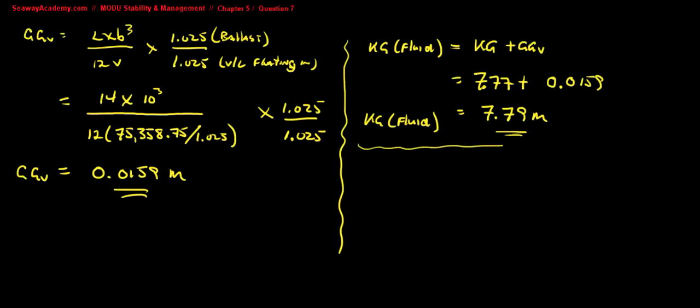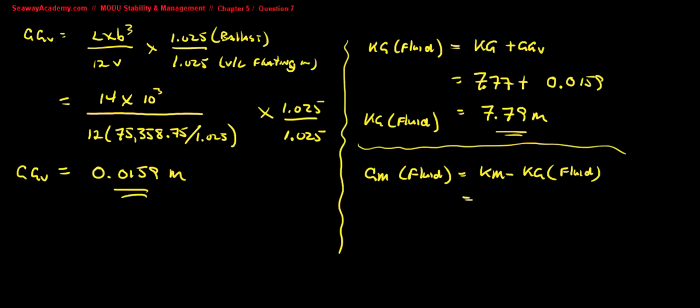So now to calculate your GM fluid, it's going to be your KM minus your KG fluid. Your KM is 9.2 meters. We calculated the KG fluid to be 7.79 meters. So we subtract these and we get a GM, and this is your fluid GM, of 1.41 meters.